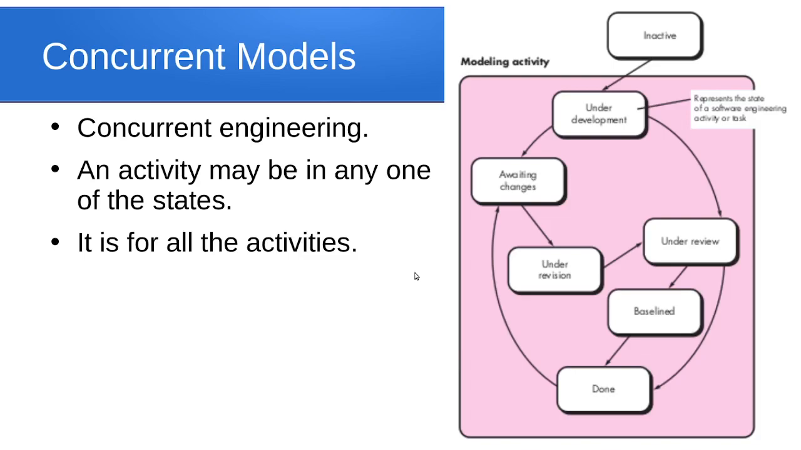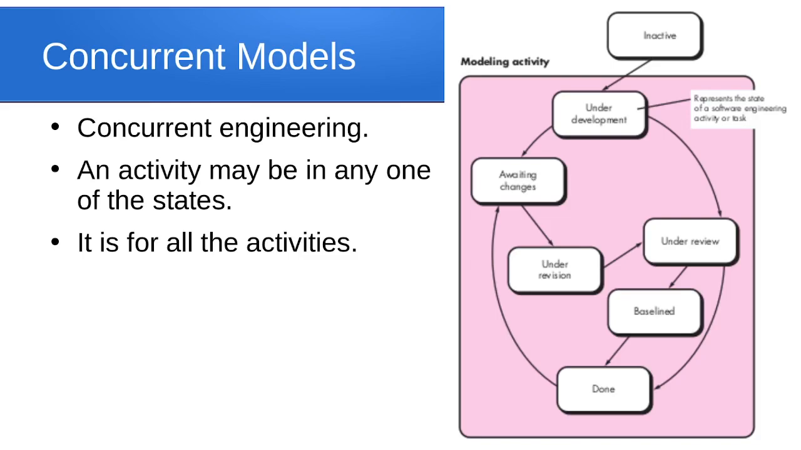So in this way we have understood that these are the evolutionary processes. In these evolutionary processes, one thing we have to understand is that the system was complex, and we want a few of the requirements to be delivered quickly. So we have seen the prototyping model and the spiral model. Concurrent models can also be considered evolutionary.